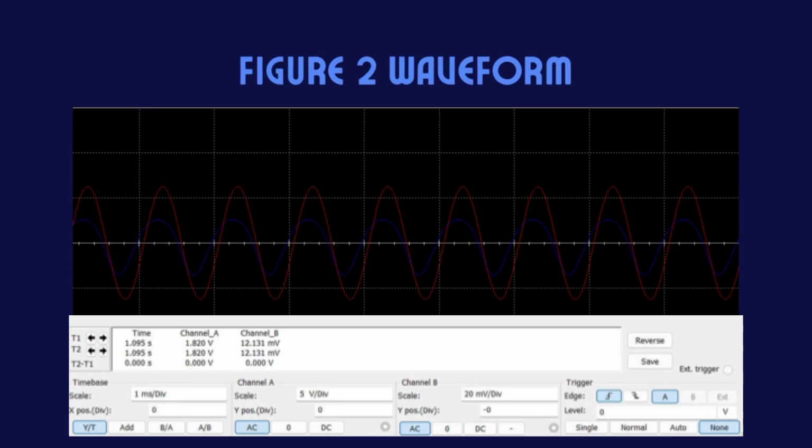Even though the two signals have different voltage scales, the waveforms can be observed clearly on the same time axis. This makes it easier to compare the amplitude difference and phase inversion between V in and V out. From the waveform, it can be seen that the output signal is amplified and inverted relative to the input signal.